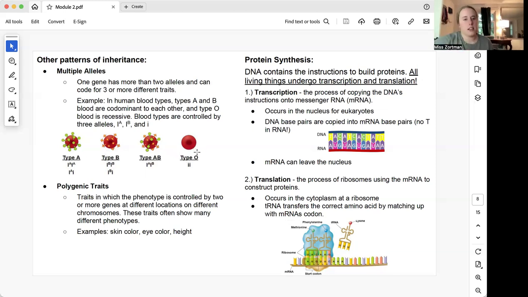Main thing is that it has more than 2 alleles. So it has more than just dominant or recessive. It has A, B, O. There's 3 there, okay?